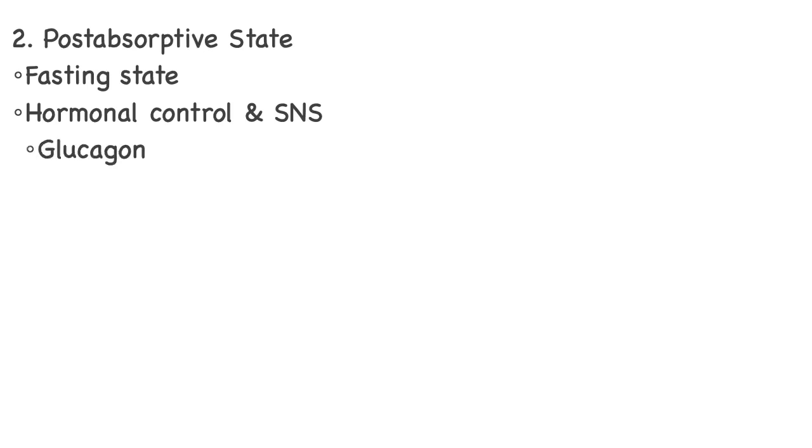The second metabolic state in which cells can exist is called the post-absorptive state. This is called the fasting state. At this point, you are no longer absorbing nutrients from the GI tract into your blood. The post-absorptive state is controlled by hormones as well as the sympathetic nervous system. The main hormone controlling the post-absorptive state is glucagon. Because glucagon's action is to increase your blood glucose levels, glucagon is referred to as a hyperglycemic hormone. The target cells for glucagon are primarily the liver and the adipocytes.